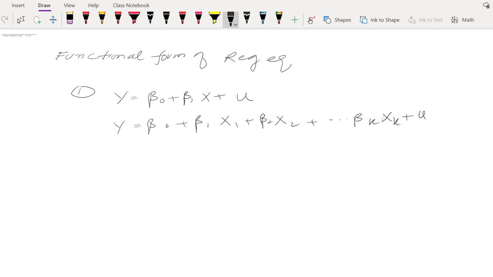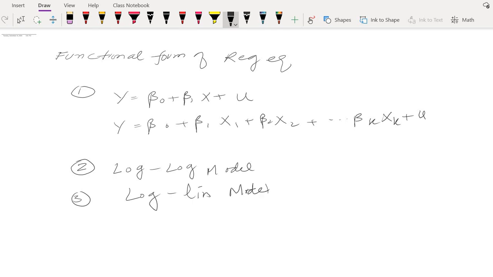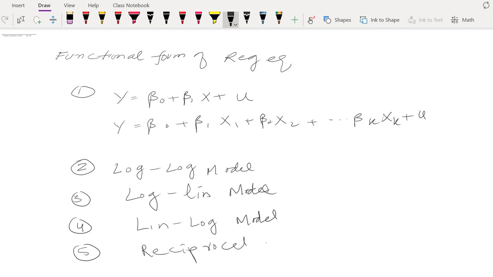This is what we have discussed so far, and now we are going to discuss different types of models. These include log models, the log-lin model, the lin-log model, and the fifth, the reciprocal model. I'll go into some of the details regarding these models.